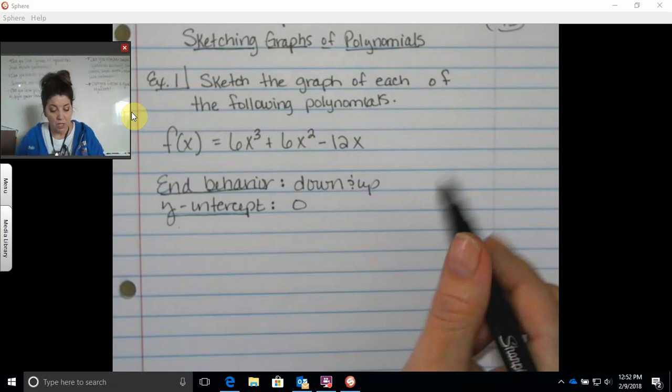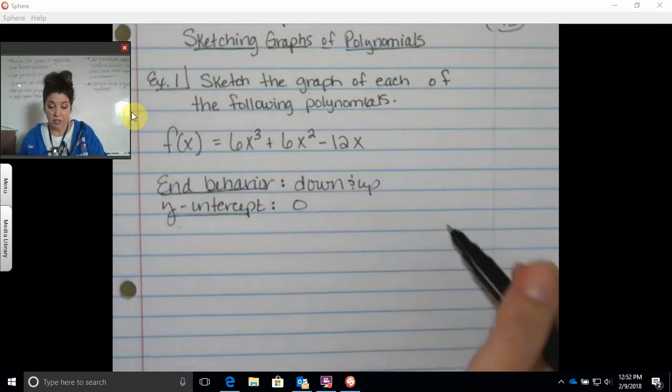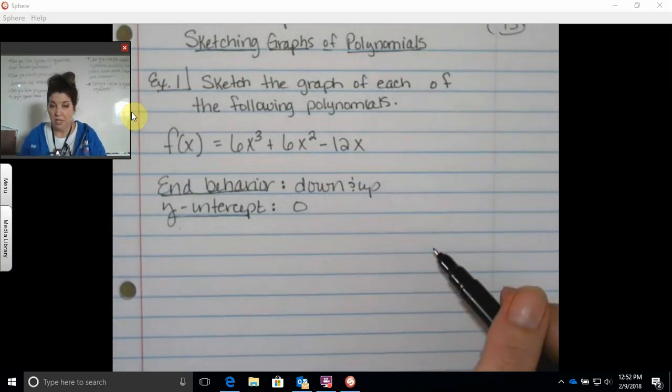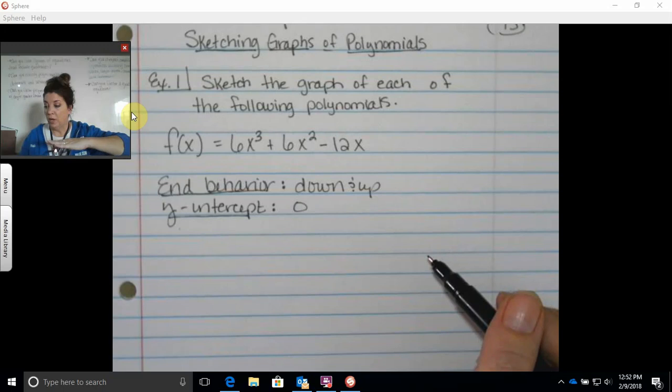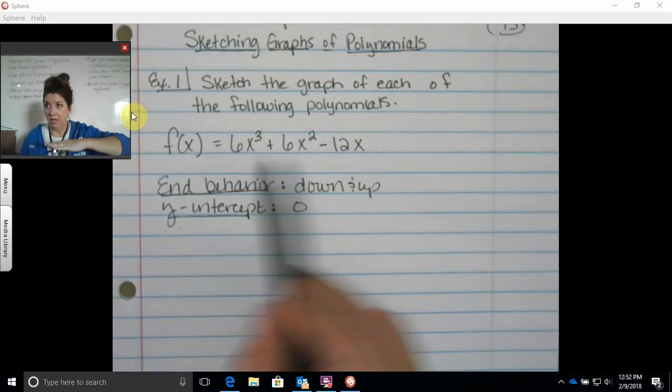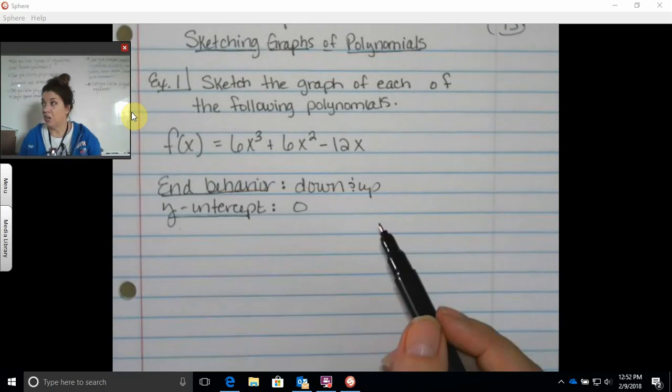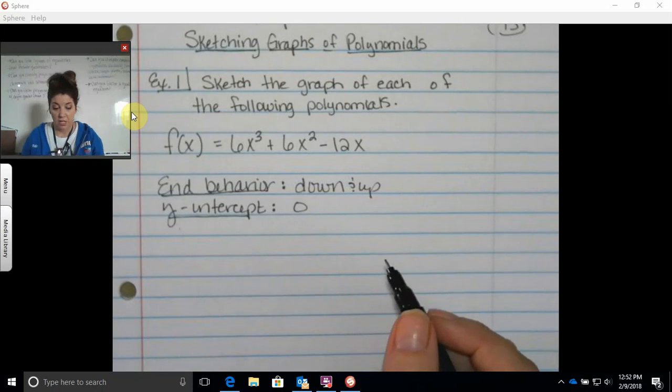Okay? All right, so we know what the end behavior is going to be. We know where it's going to cross the y-axis. Now, to know where it's going to cross the x-axis, we have to solve this. Okay? So we're going to try to solve by factoring to see where it crosses the x-axis, because those are super important points on our graph.